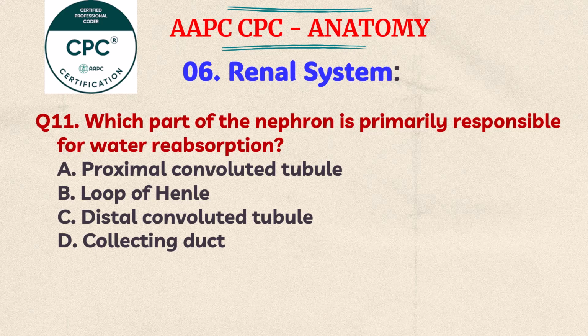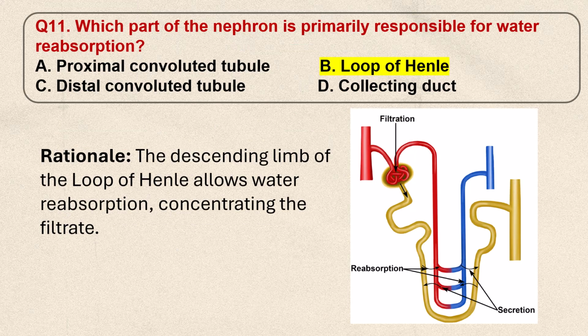Which part of the nephron is primarily responsible for water reabsorption? A. Proximal convoluted tubule, B. Loop of Henle, C. Distal convoluted tubule, D. Collecting duct. Think the answer. The correct answer is B.